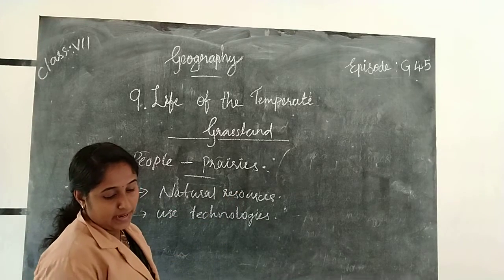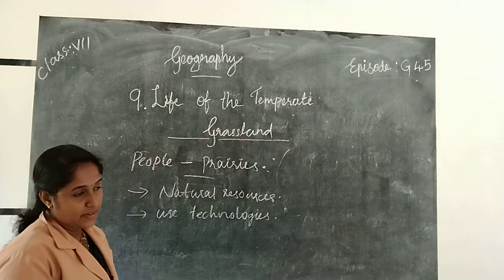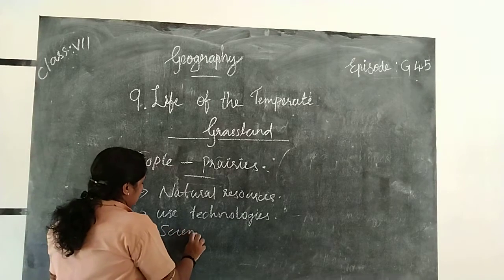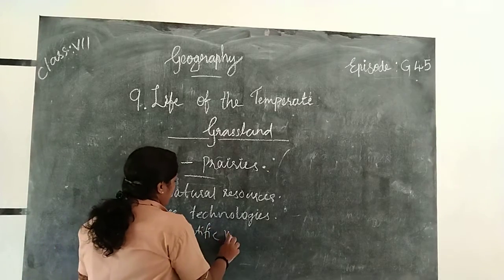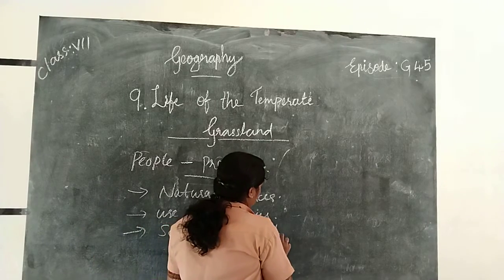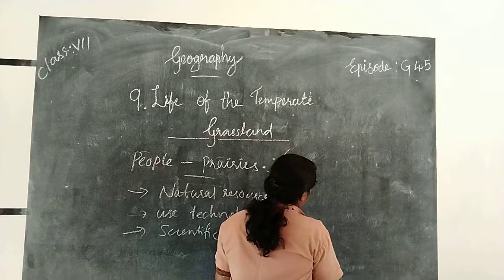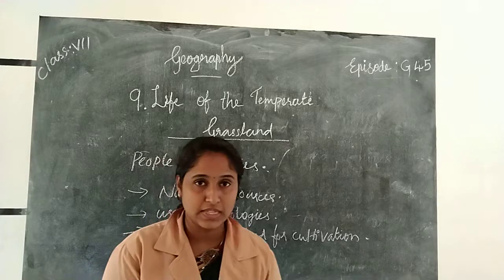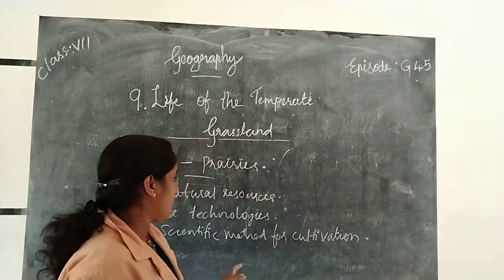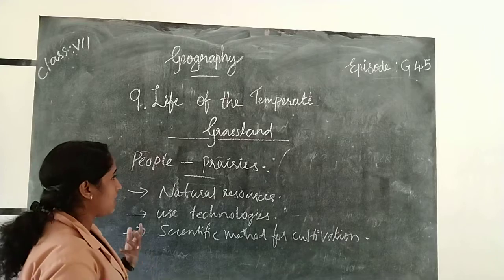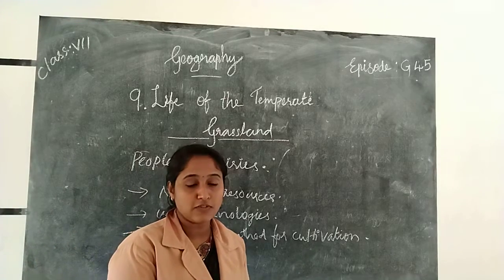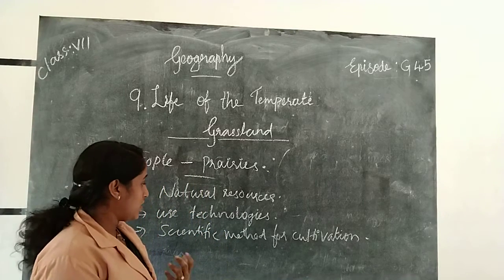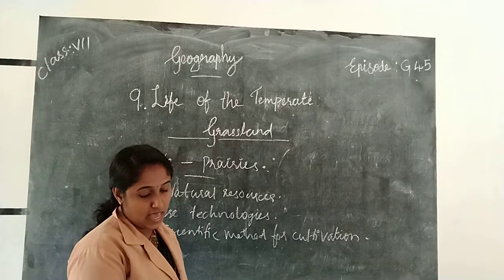In Canada and the USA, scientific methods for cultivation are the most important. They are using some scientific methods. We know that there is very little cultivation in that region. Because of that, they are using several scientific methods and have introduced new technologies for their agriculture activities, including the use of tractors. They are using tractors, harvesters and combines.